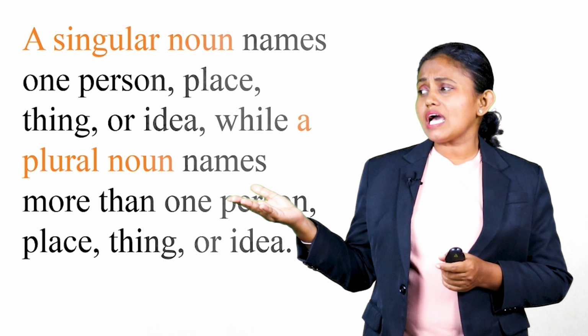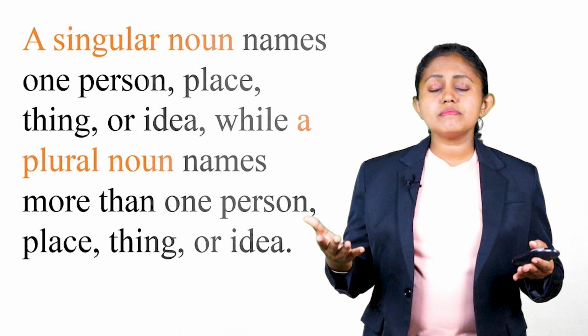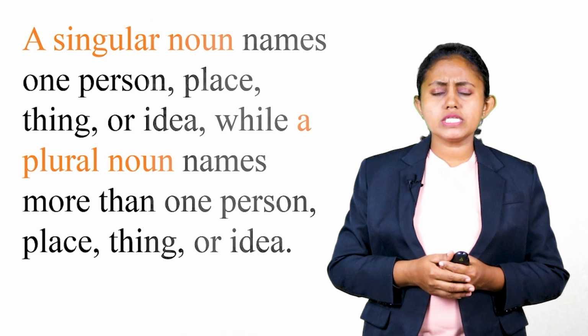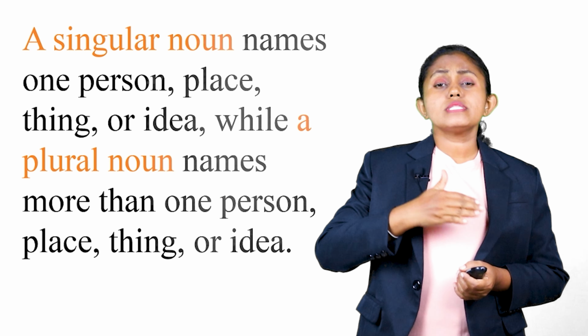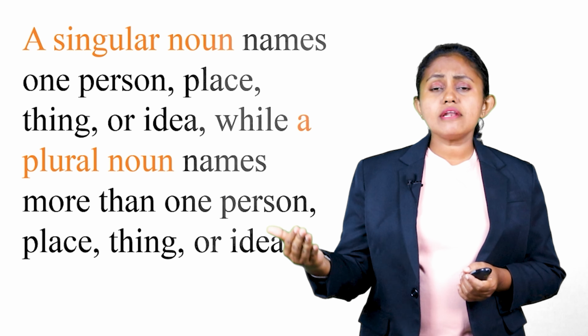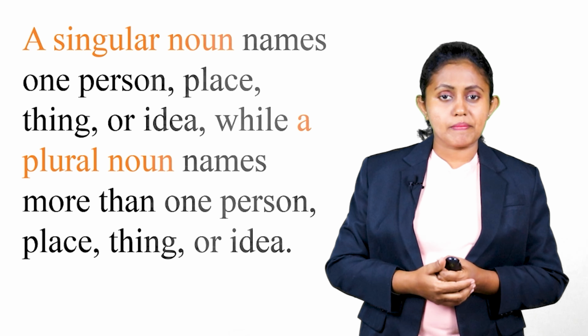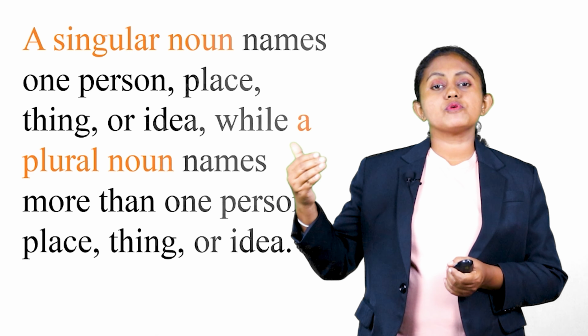A singular noun names one person, one place, one animal, or one thing. But what are plural nouns then? Plural nouns name more than one person, more than one animal, more than one idea, or more than one place. So, these are the singular and plural nouns.